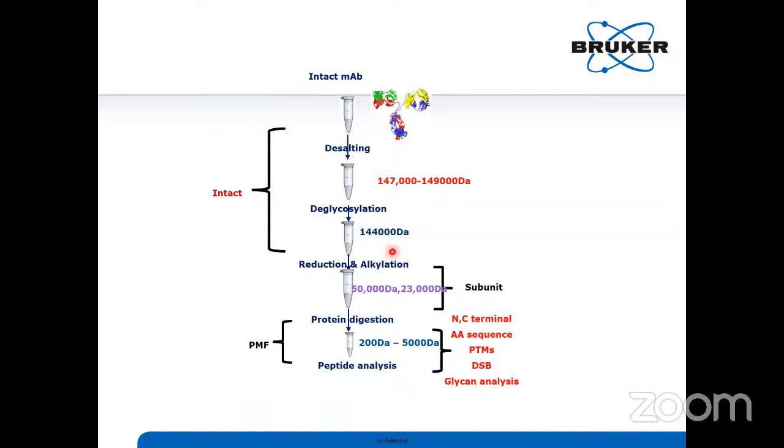Once you break the bonds, if you leave the protein sample like that, they may form again. For that, we will do the alkylation. Whatever cysteine bonds are broken, on that we will do alkylation. One alkyl group will go and sit on the cysteine, so it won't recoil, and these bonds won't form again. So this is the reduction and alkylation step, where your 147,000 protein sample is converted into 50,000 or 23,000.